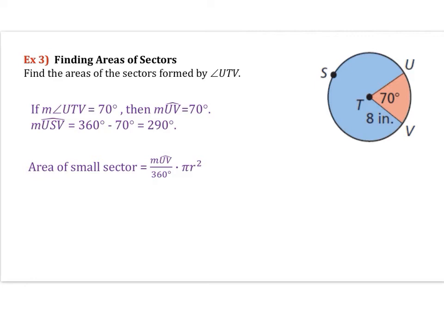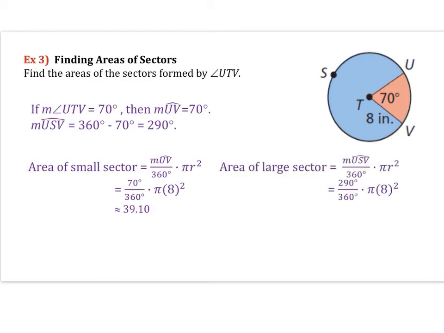So to find the area of this small sector, we want the measure of arc UV divided by 360 times pi r squared. Substitute all the values that we just figured out. So measure of arc UV is 70 degrees, so substitute here in the numerator, divided by 360, so part out of whole, times pi, and then r is 8 squared. So our small sector comes out to be about 39.10 square inches.